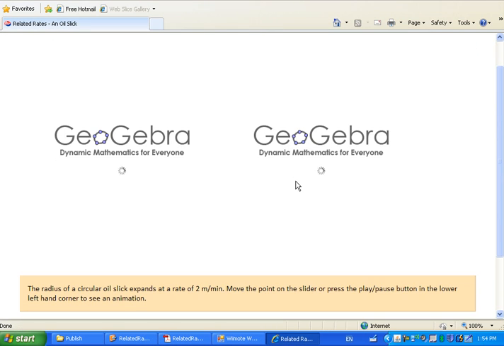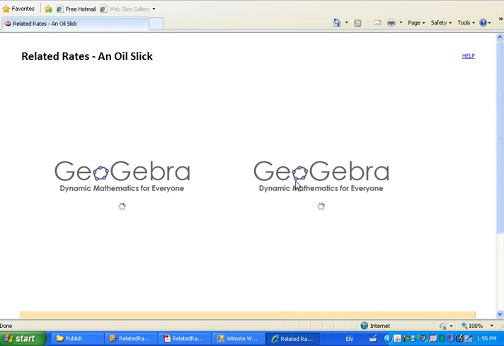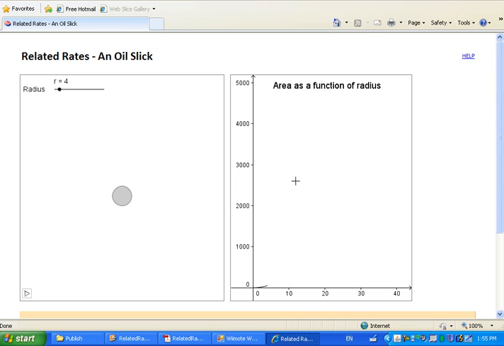So here on the left-hand side when it loads is an oil slick. Right now it's not moving. On the right-hand side is the area that the oil slick is starting to grow to. So for example, when I start this, you'll see that the dot there on the left side grows, and you'll see the graph start to move as well. So it's growing, and on the right side, this is what's happening to the area.